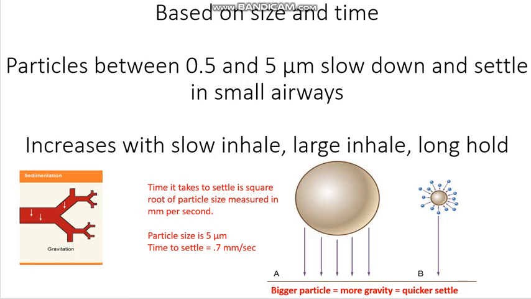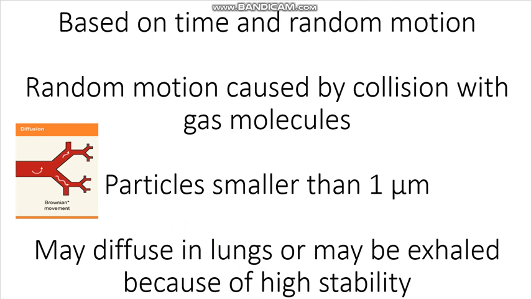Gravitational settling or sedimentation is based on size and time. Particles between 0.5 and 5 micrometers slow down and settle in small airways. It increases with slow inhale, large inhale and a long hold. Also, the time it takes the particle to settle is the square root of the particle size measured in per second. Diffusion is based on time and random motion.